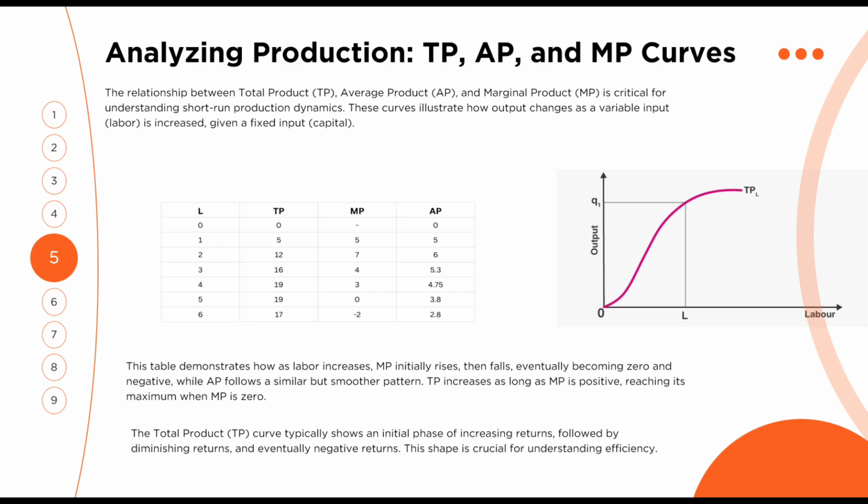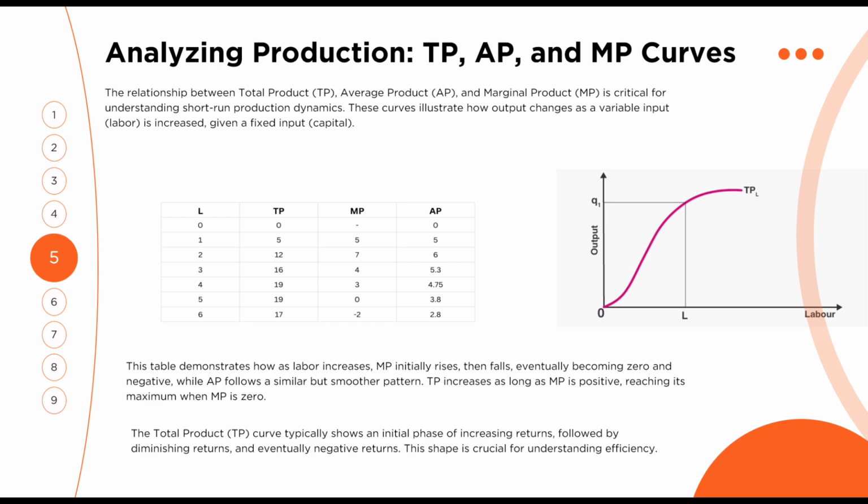Now let's focus on the behavior of the curves. The total product curve initially increases at an increasing rate, then at a decreasing rate, and finally may decline. This creates an S-shaped curve. The marginal product curve first rises, reaches a maximum, then declines, and can become negative. The average product also rises, then falls, but this is smoother compared to marginal product. An important point to note is that MP equals AP at the maximum point of AP. Another key relationship is that TP reaches its maximum when MP becomes 0.